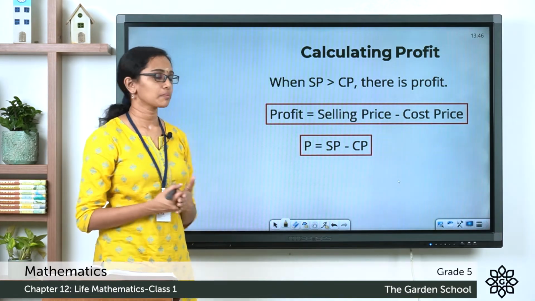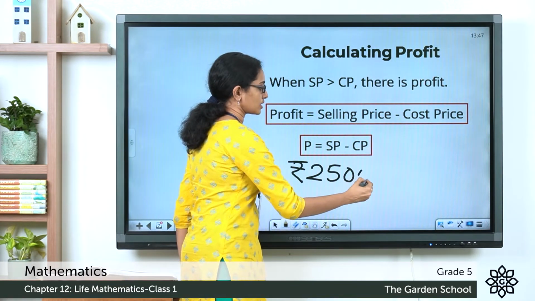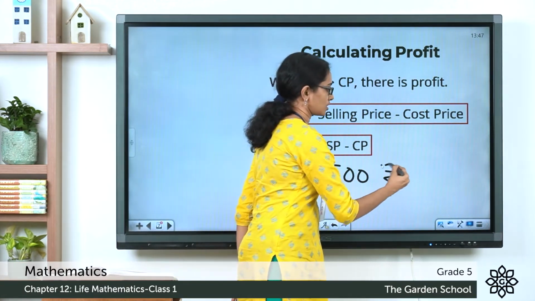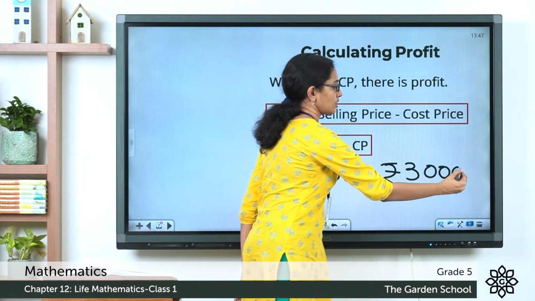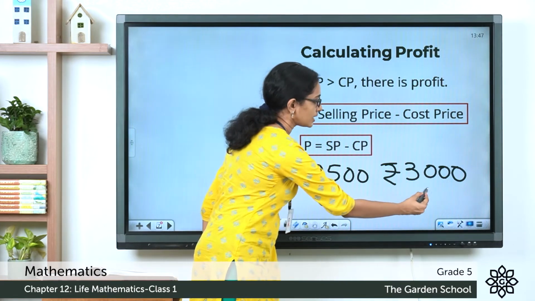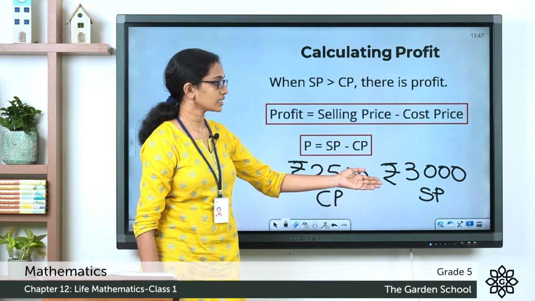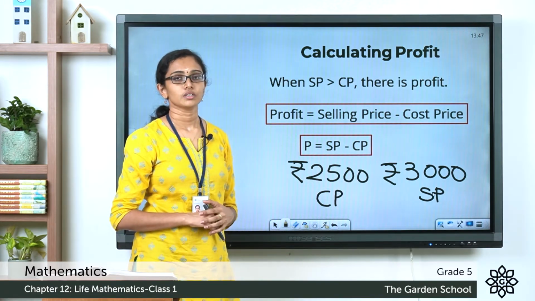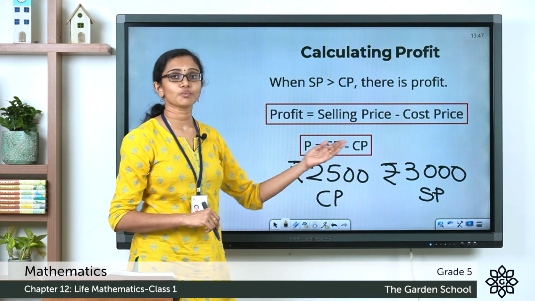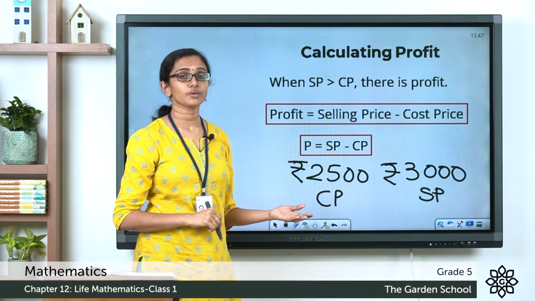For example, I bought a watch at rupees 2,500 and then I am selling it to someone else at rupees 3,000. Now, this is my cost price or buying price and this is my selling price. So I bought it at rupees 2,500 and I sold it at rupees 3,000. Now how do I calculate my profit, or is it profit or loss? See, the selling price is more than the buying price or the cost price, so definitely it's a profit for me.